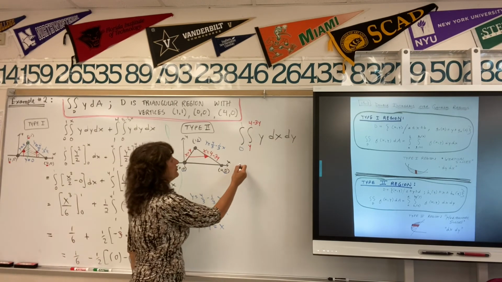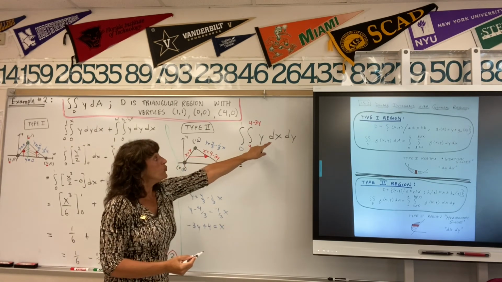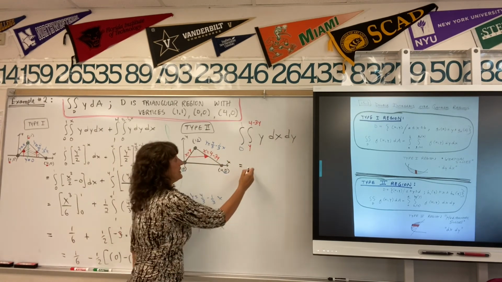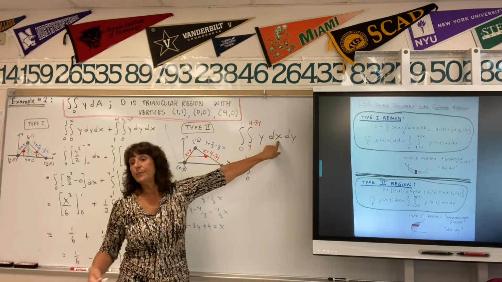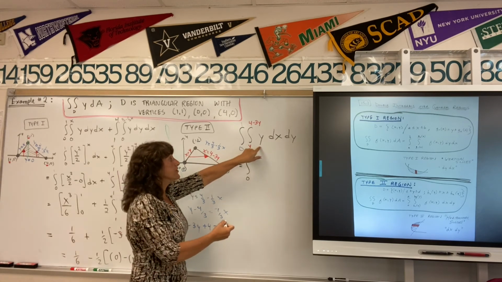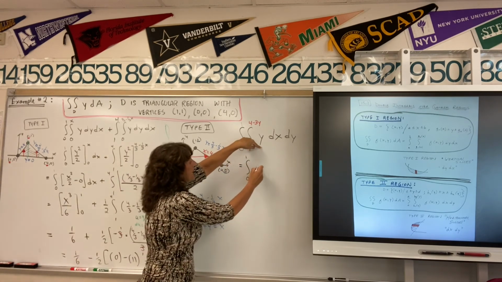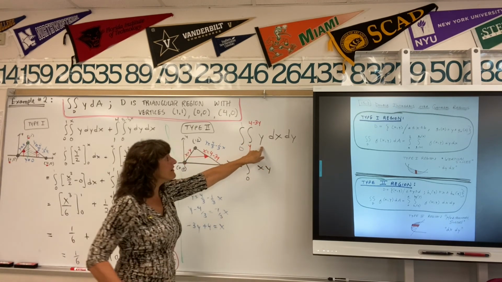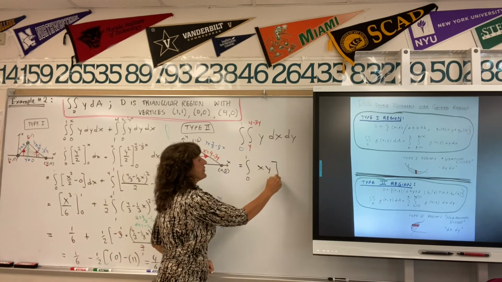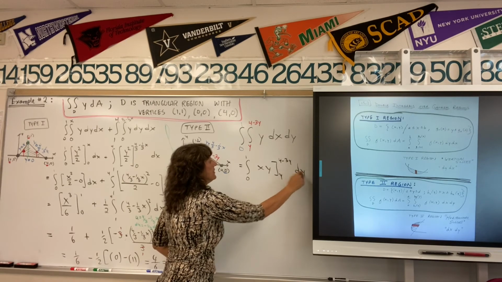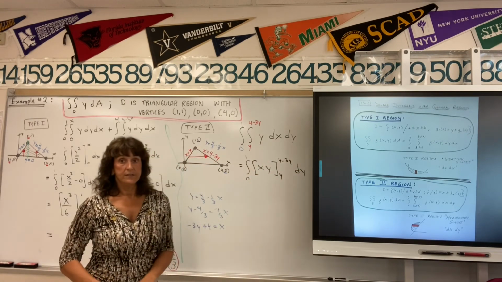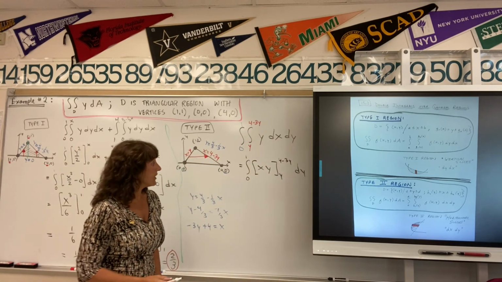So let's go through it. We're going to integrate y with respect to x, with 0 to 1 for the outside bounds. With respect to x, that means y is constant. When you integrate y with respect to x, you're going to have x times y. We're going to evaluate this from y to 4 minus 3y, and then we will integrate with respect to y in a brief minute.